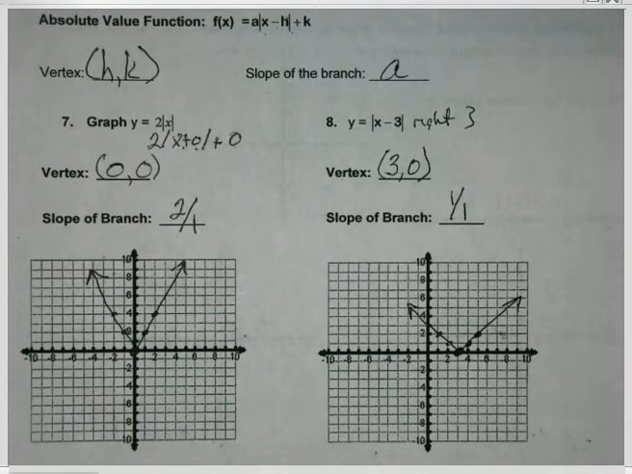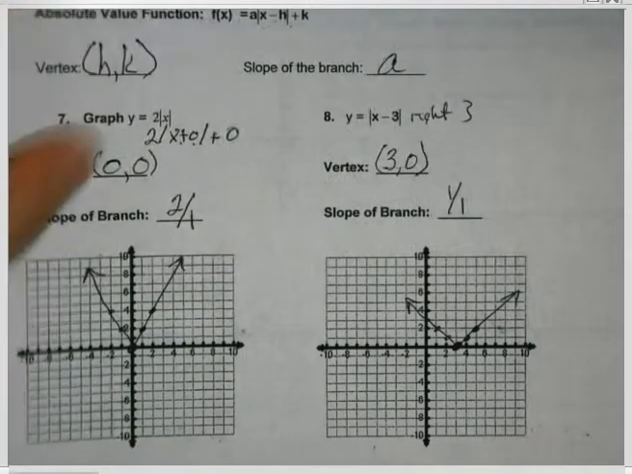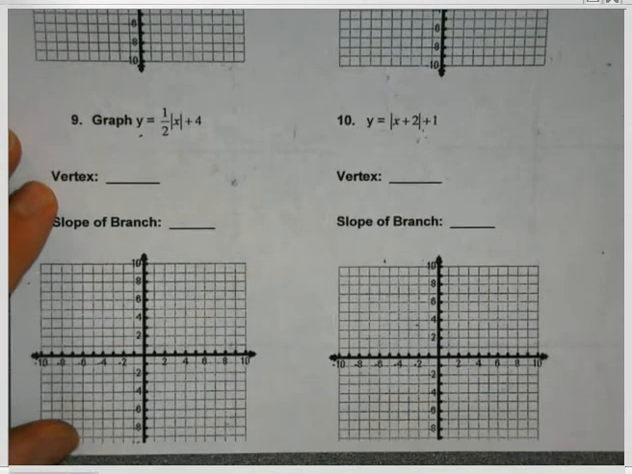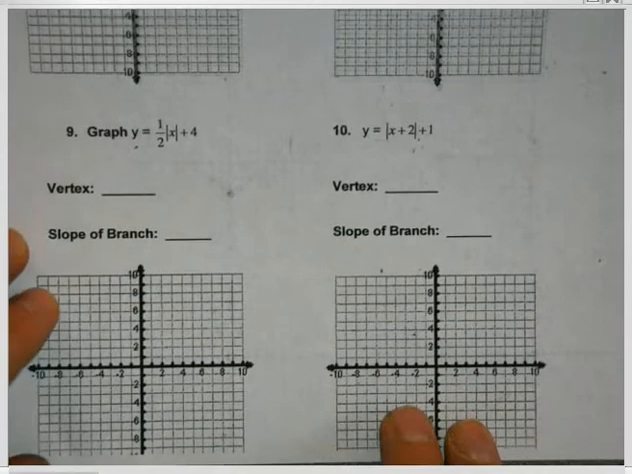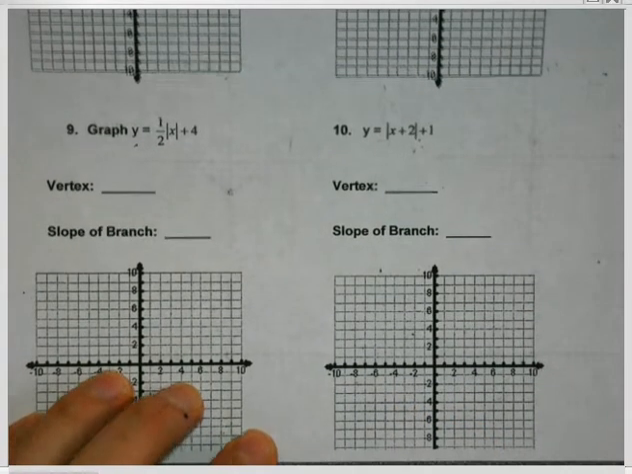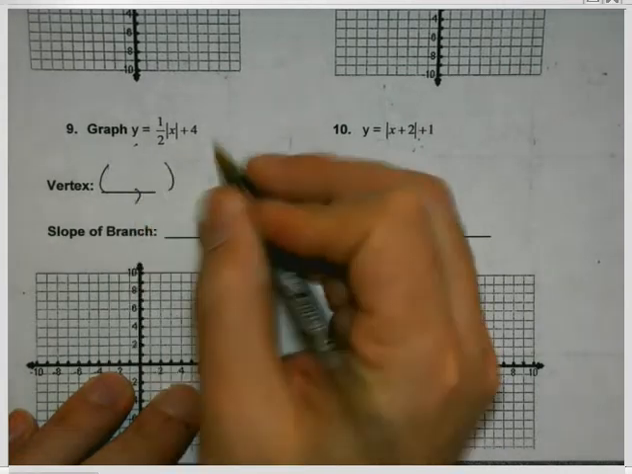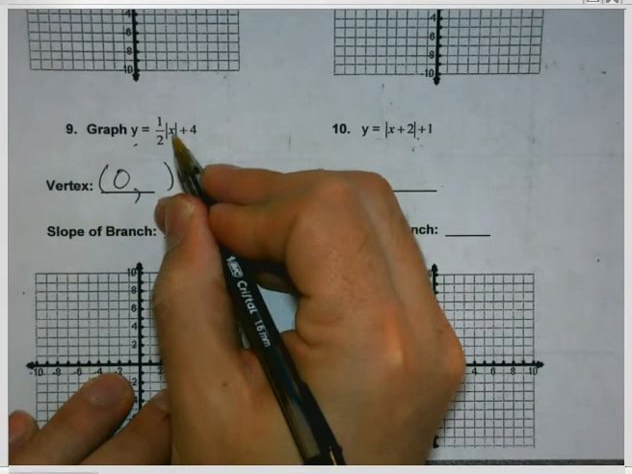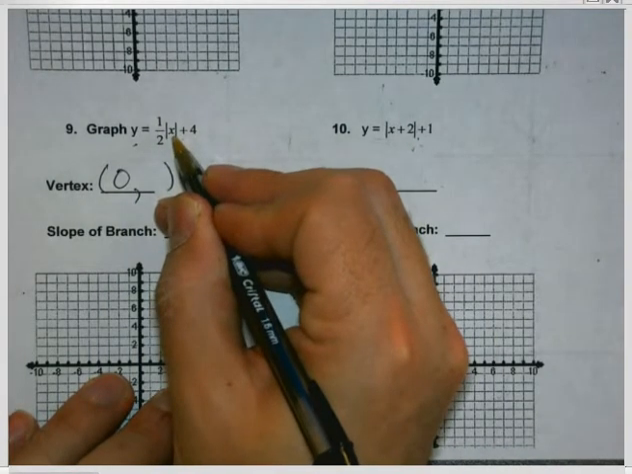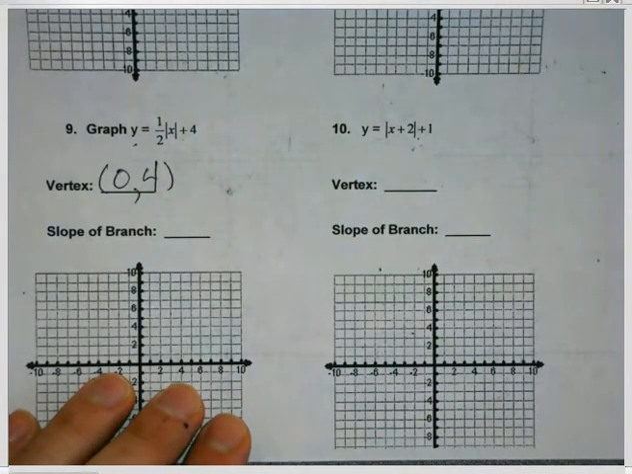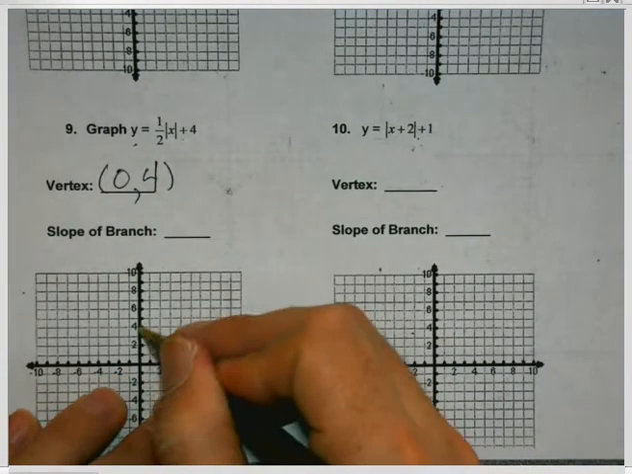Well, what if I start doing multiple things? Then what the heck's going to happen? This could start getting tricky. Well, if we bump up and say, okay, so for number 9, what would my vertex be? Okay, 0, because I don't have anything in the absolute value, so it'd be like x plus 0 being in there. 4, because I do have the number outside. 0, 4.